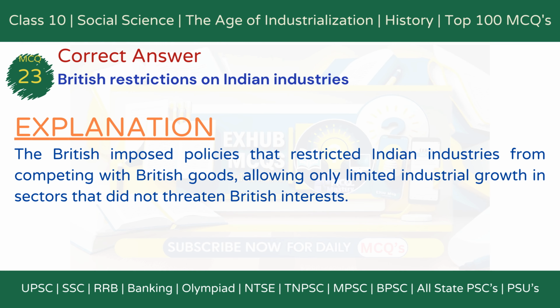The correct answer is option B. British restrictions on Indian industries. Explanation. The British imposed policies that restricted Indian industries from competing with British goods, allowing only limited industrial growth in sectors that did not threaten British interests.